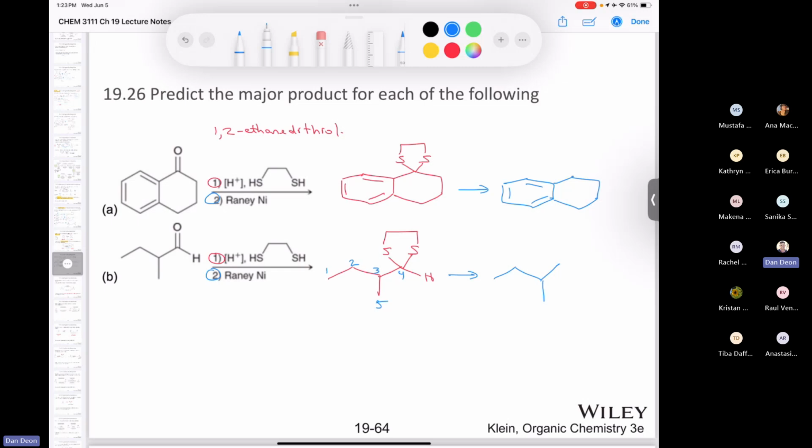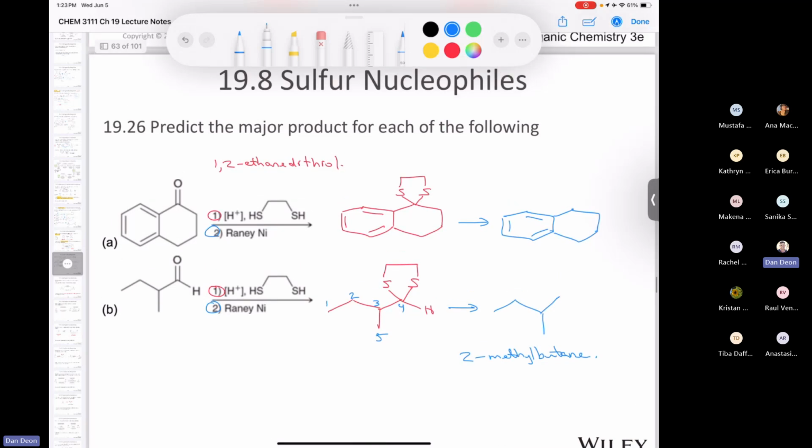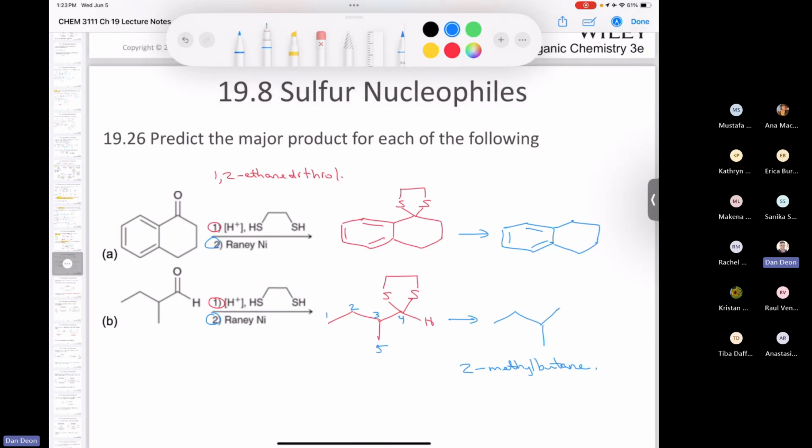In this case, I don't know why you would do this reaction. It's kind of funny, but you end up with 2-methylbutane. Just a little 3101 nomenclature practice for you there. All right. So give me a thumbs up if you're with me on the thioacetal, and then it gets reduced to an alkane with the Raney nickel. There's no mechanism.